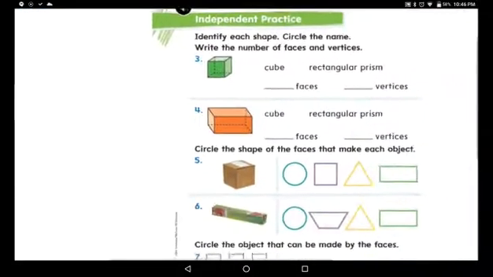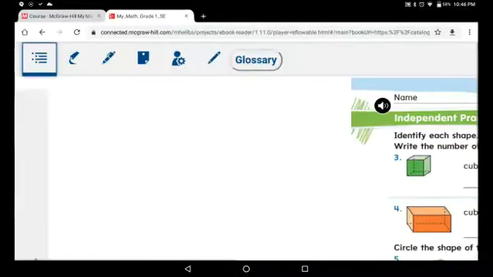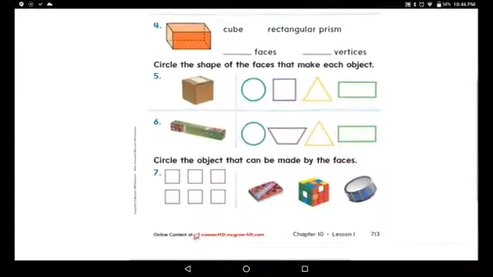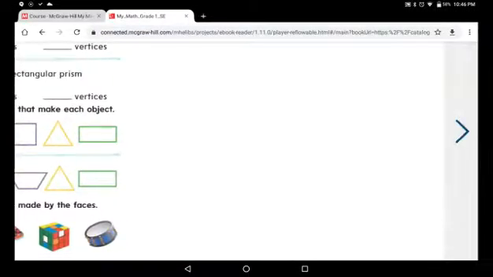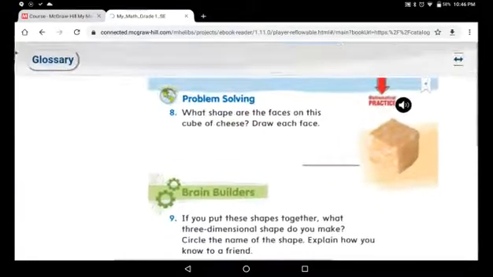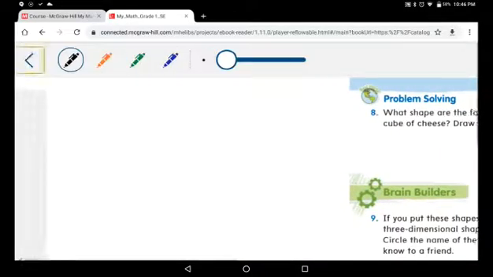Now the last question is: circle the object that can be made by the faces. Look at how many faces. 1 purple face, 2, 3, 4, 5, 6 purple faces. Which shape can I make with 6 squares? I know you will know it. Now please go to the last page and let's do it together. The last page has question 8. We will do it together, then you will do the pages alone.